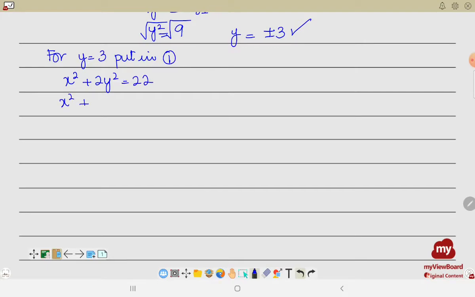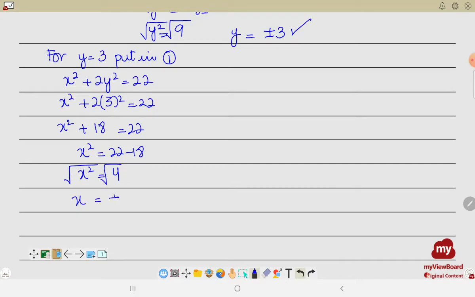So we'll just insert 3 in y square. It will be 3 times 3 is 9, 9 times 2 is 18, and here x square is equal to 22 minus 18. Here x square is equal to 4, and since again we just have to find the value of x, x is equal to plus minus 2. So for y is equal to 3, we got the value of x as plus minus 2.